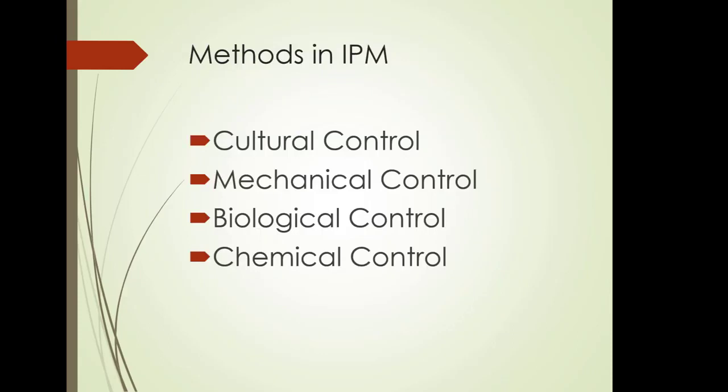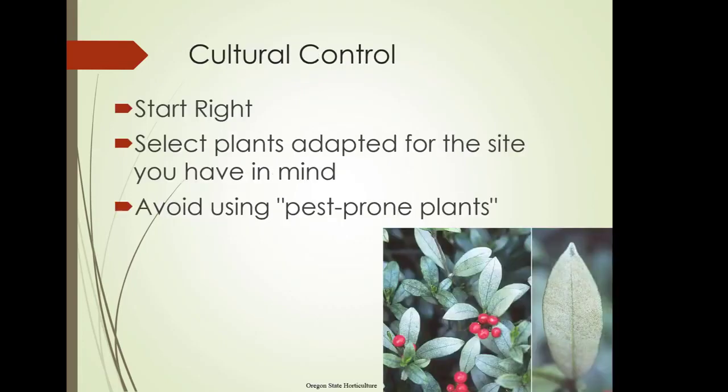So methods include cultural control, mechanical or physical control, biological controls, and chemical controls. We'll talk about biological and chemical in the second presentation. So you want to start right, select plants that are adapted to the site you have in mind, right plant, right place. Avoid using pest-prone plants. This is Skimmia japonica, and it's very prone to spider mites. And again, if you took broadleaf evergreens in the fall, we saw a lot of these out there. This is pretty typical for this plant. So, I would be less likely to plant something like that.